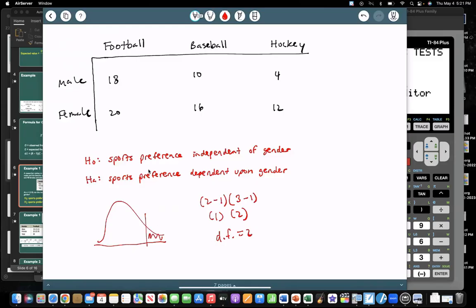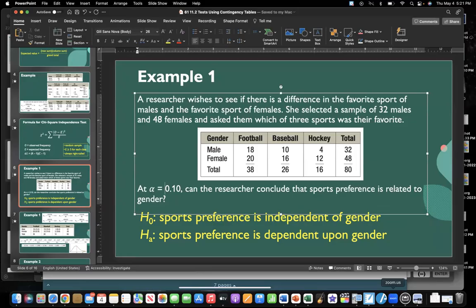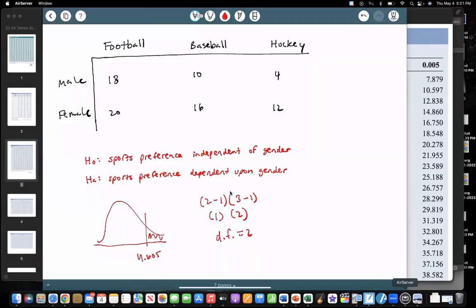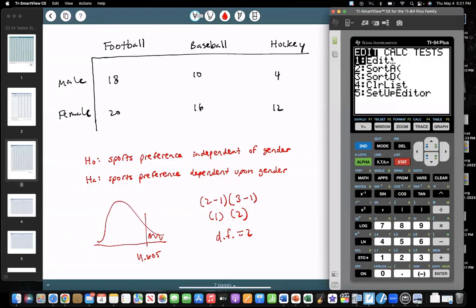Our alpha was 0.10. So if I go to here, degrees of freedom 2, 0.10, if I go across the row here, that will give me 4.605. So 4.605. Okay, and as you'll be able to see in a moment, you could get the degrees of freedom from the calculator as well. So let's go back to our calculator.